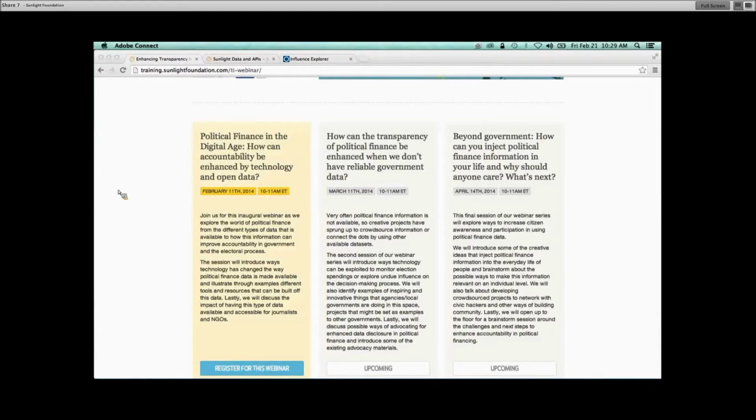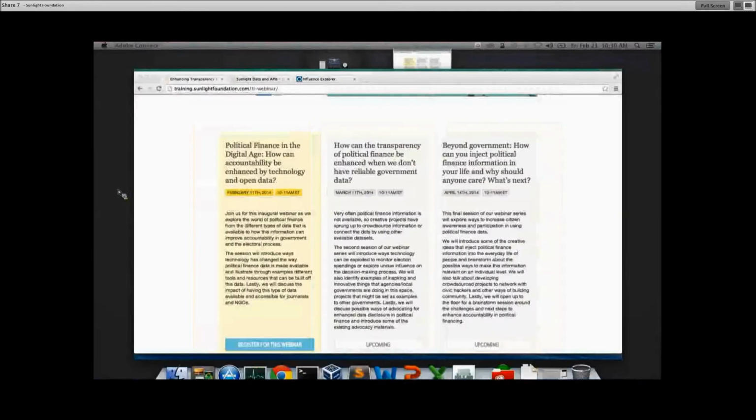And lastly, the final session, which is organized on April 14, will explore the different ways we can increase citizen awareness and participation and how we can inject political finance data into the life of everyday citizens, or how we can build an actual community around those data sets. This final session will also give us some space for a brainstorm, and we hope that many of you can join us for the whole webinar series.